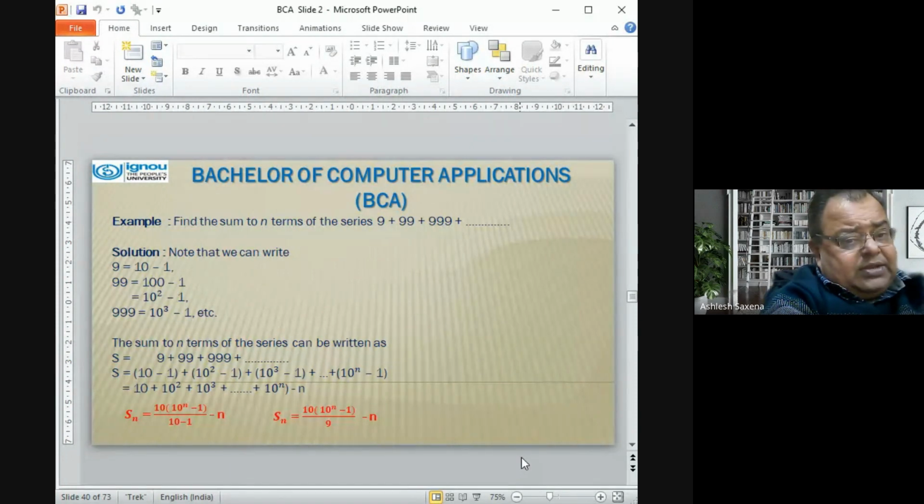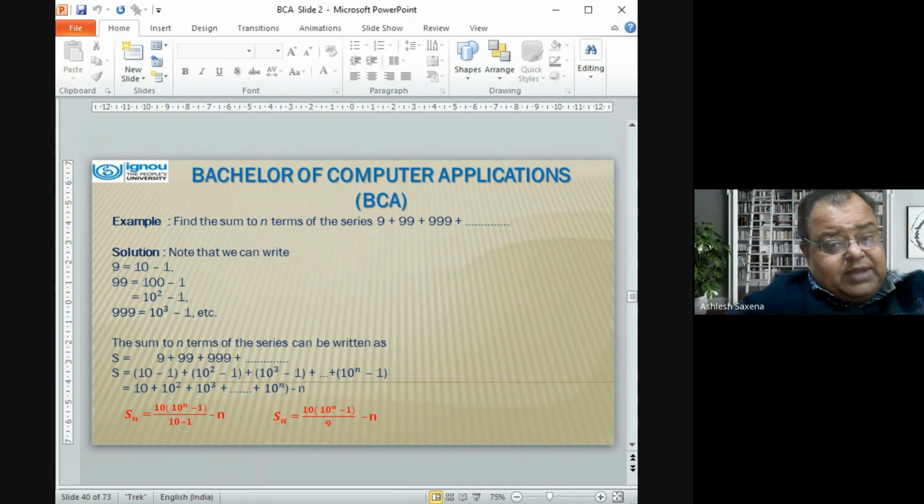9 can be written as 10 minus 1. 99 can be written as 100 minus 1. 999 can be written as 1000 minus 1. Now you can see over here what I have written. I have replaced 9 by 10 minus 1, 99 by 10 square minus 1, 999 as 10 cube minus 1, and the last term, 10 to the power n minus 1.